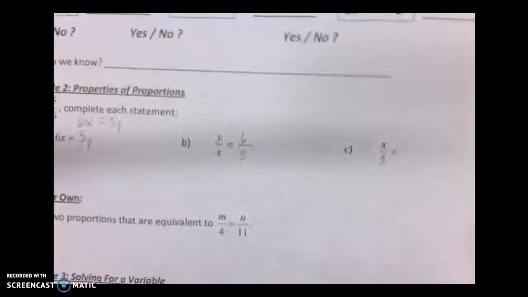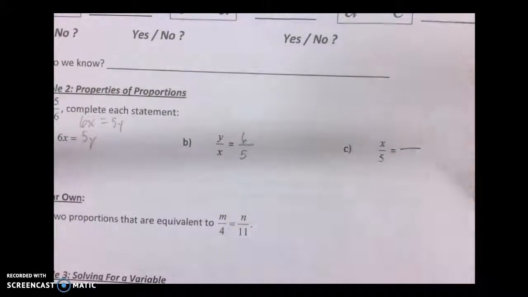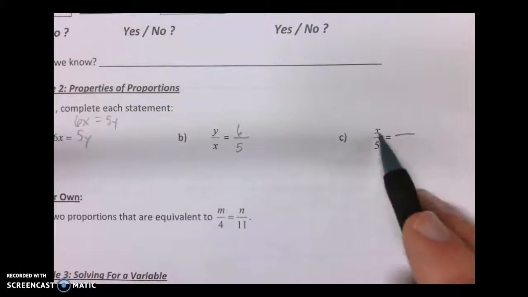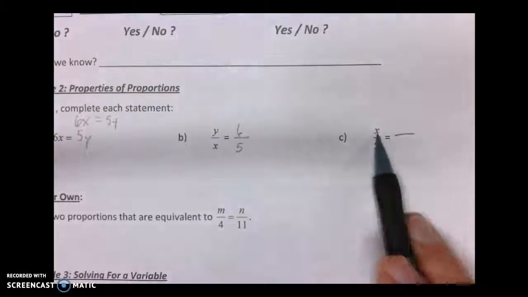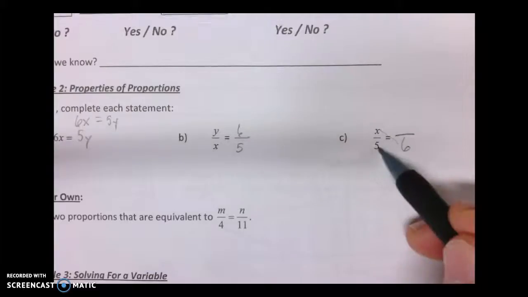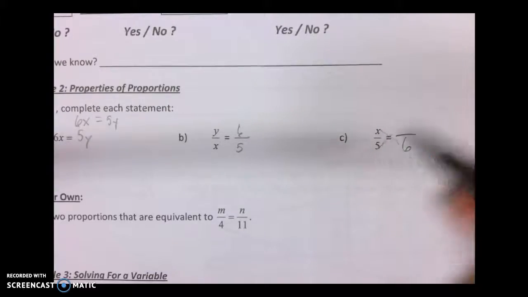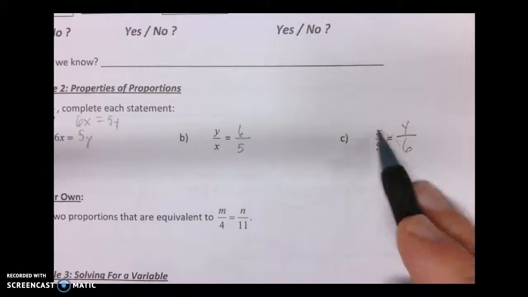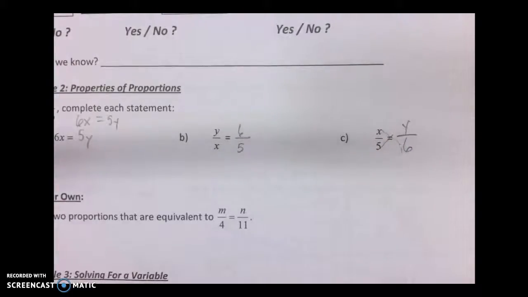And the final example, if you have x and 5, make a proportion. And then we cross multiply. What had to go with the x? It's the 6. And when we cross x, 6 has to go down here. And the y had to go with the 5. So when we cross, y goes here. So once again, we get 6x equals 5y.